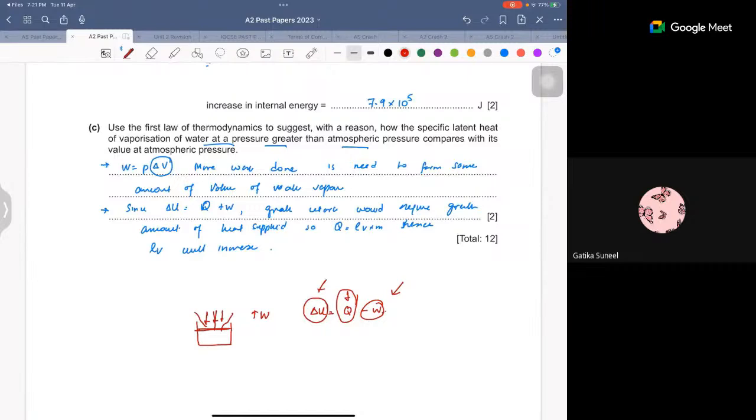Yes, sir. Now it balances out. It means that you're supplying more heat. And if you're supplying more heat, heat is related to latent heat of vaporization times mass. So you have the same mass. But if you increase this heat supplied for the same mass, you would have to have greater latent heat of vaporization then, right? This is what I tried to explain. Got it, sir. Thank you.